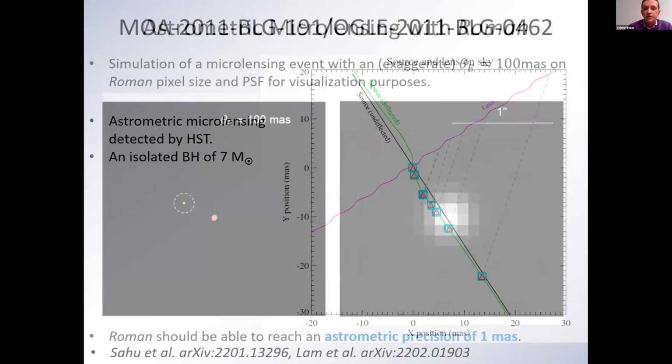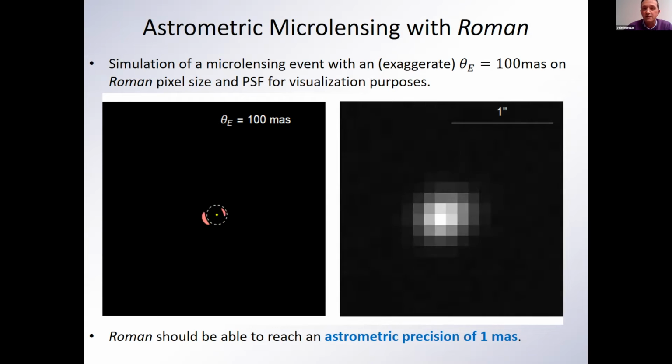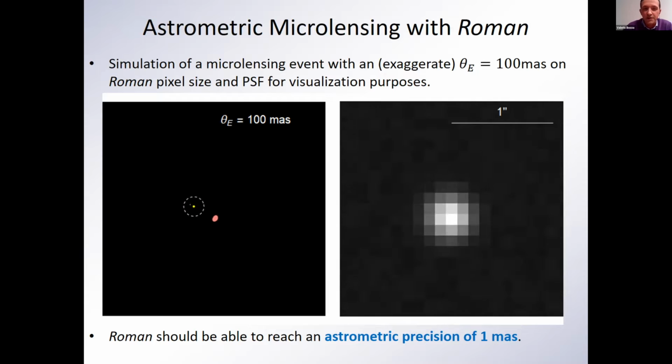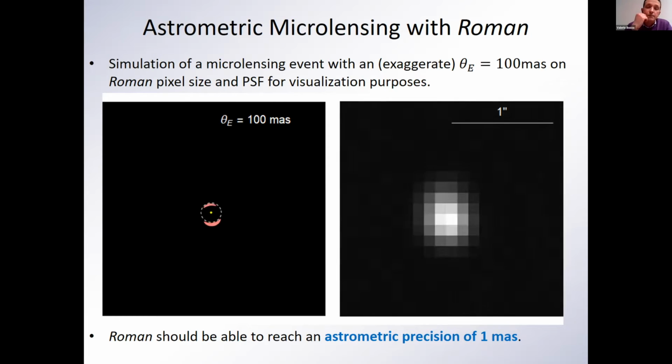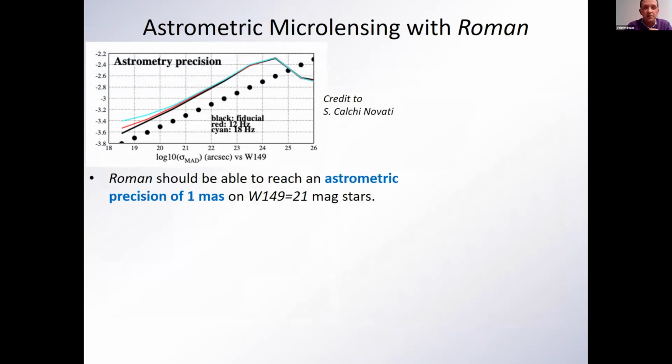And this is just another cartoon showing a simulation of what Roman should see with its pixel scale and its PSF. In order to see something by eye, we have to consider an exaggerated angular Einstein radius of 100 milliarcseconds, which is not a realistic situation. But nevertheless, Roman should be able to see even a very small shift of the order of 1 milliarcsecond. So even if we don't see it by eye, in principle Roman should see it.